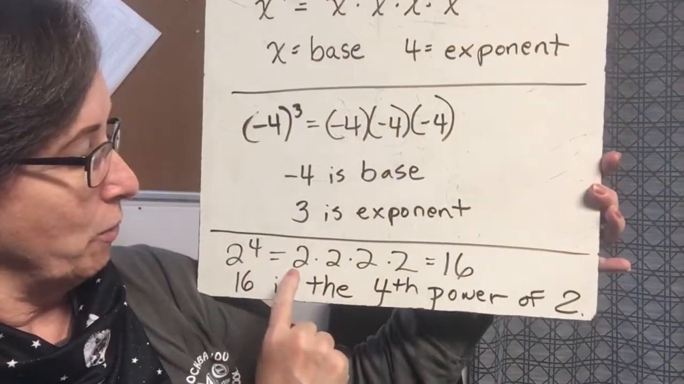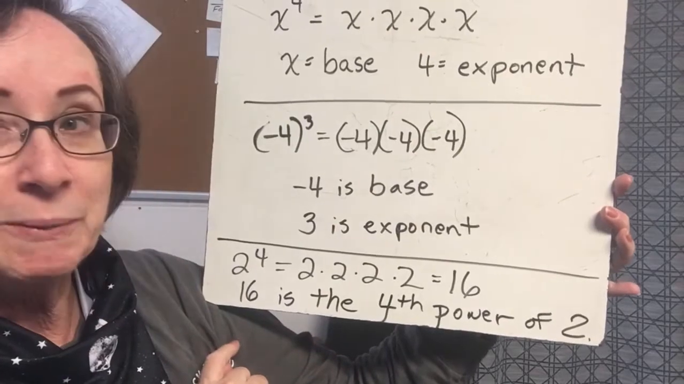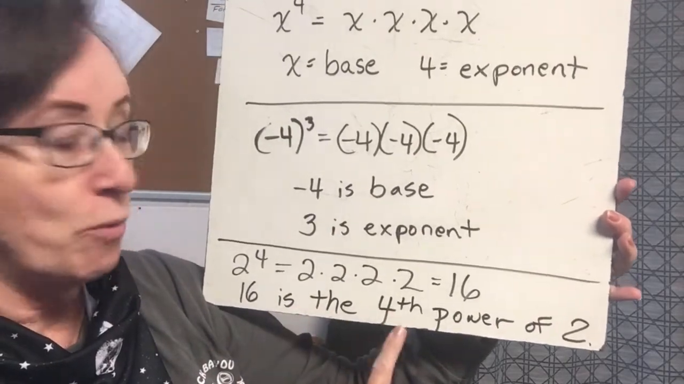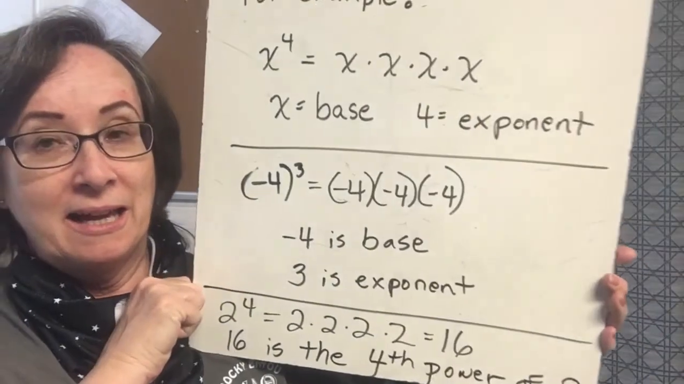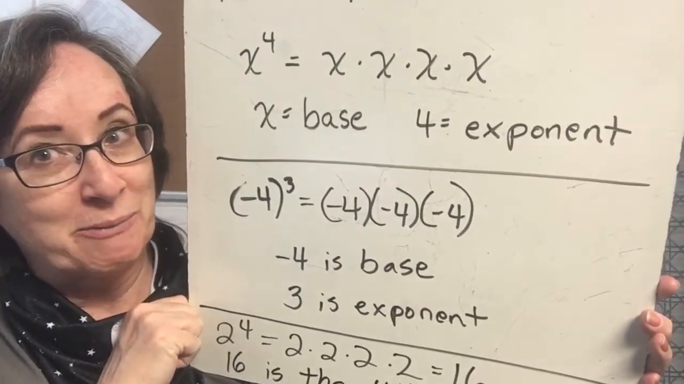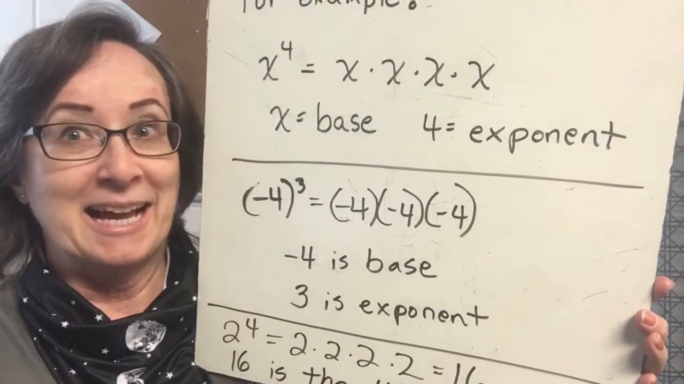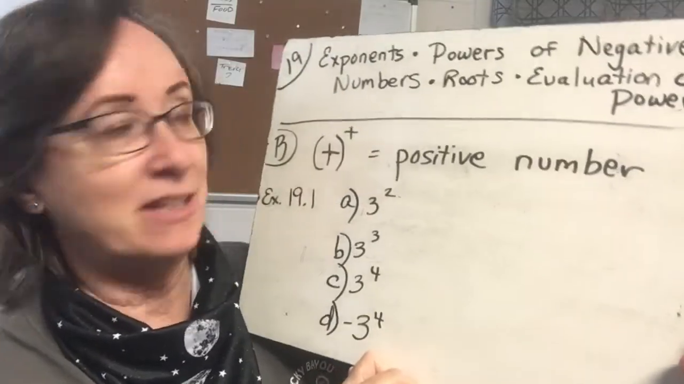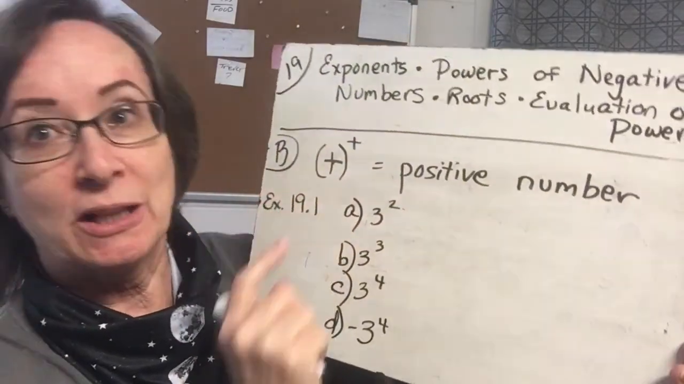And 2 to the 4th is 2 times 2 times 2 times 2, which is 16. So we would say 16 is the 4th power of 2. So those are just some vocabulary words that we need to learn how to use involving exponentials. Okay, so let's continue with 19b, where we're going to learn some rules.